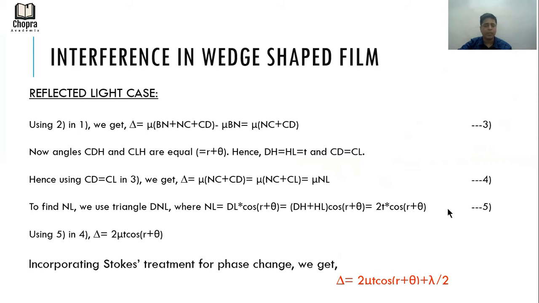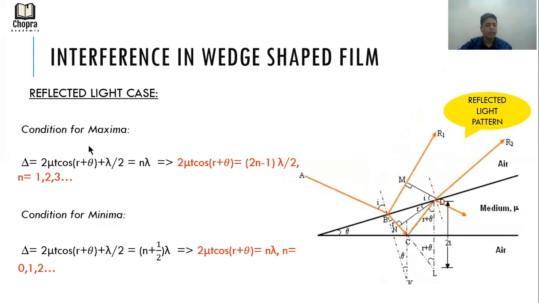Again, working in a similar fashion, we find the condition for maxima to be delta equal to 2 mu t cos of R plus theta plus lambda by 2 is equal to n lambda, which again gives us 2 mu t cos of R plus theta equal to (2n minus 1) lambda by 2, n starting from 1.